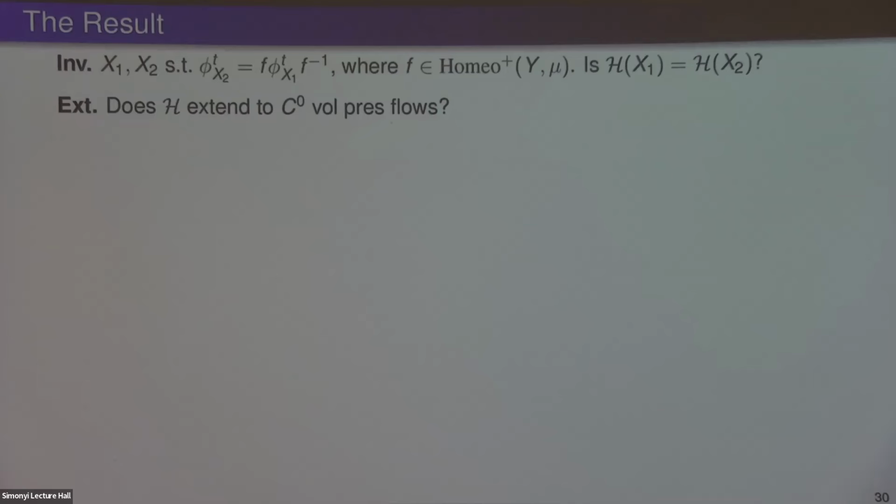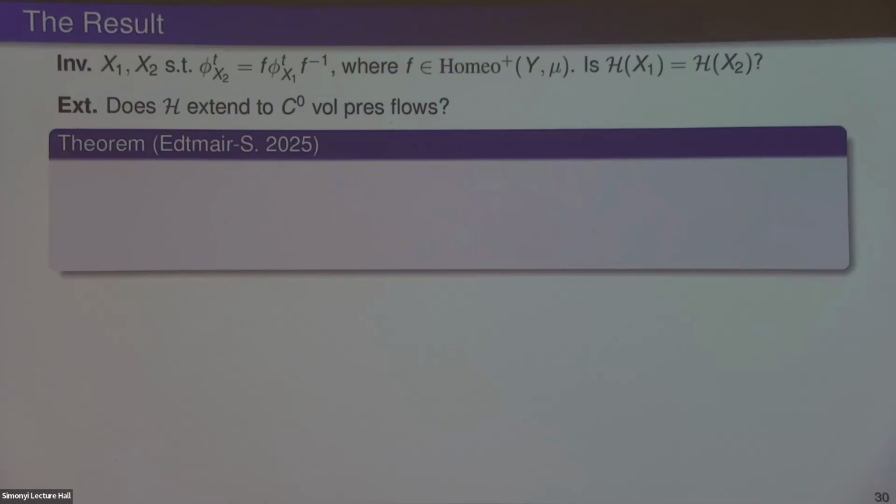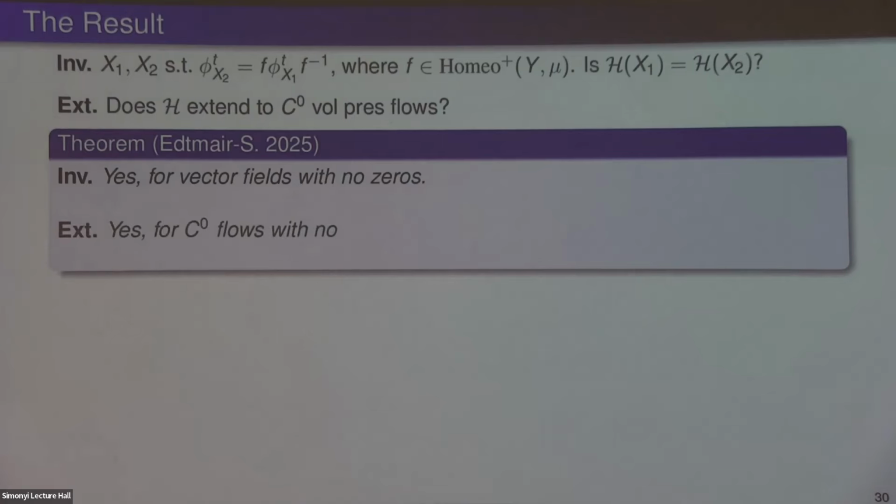Okay, so here is our result on helicity. As I said, this is joint work with Oliver Edtmair, and it's quite recent, from August. We showed that the answer is yes to the invariance question for vector fields which have no zeros. I'll comment on that in a second. The answer to the extension question is also positive for C0 flows which satisfy the following two conditions. The first is that they have no rest points, so that's just analogous to the vector field not having a zero.